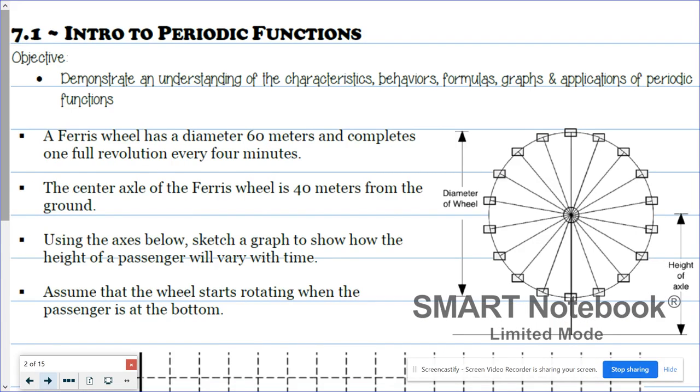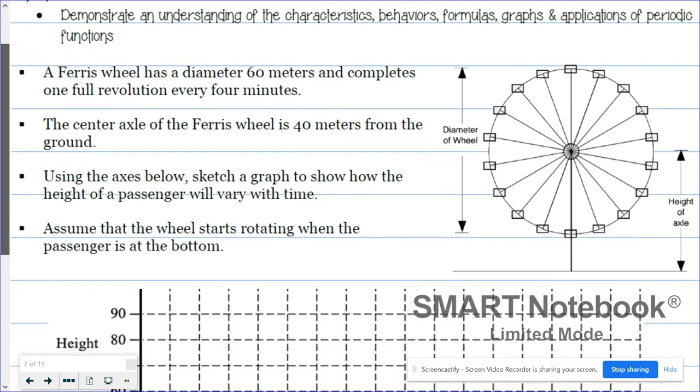They said that the Ferris wheel has a diameter of 60 meters and completes one full revolution every 4 minutes. And the center axle of the Ferris wheel is 40 meters above the ground. And so I asked you some questions about a passenger's height on the Ferris wheel. So let's take a look at our Ferris wheel here. So they said that the diameter of the Ferris wheel is 60 meters.